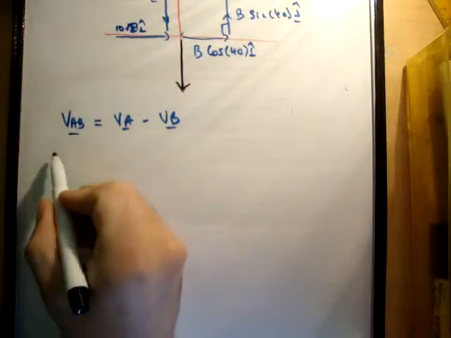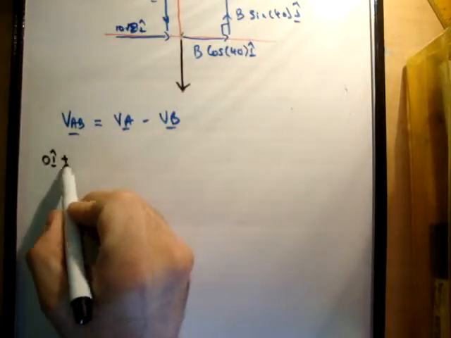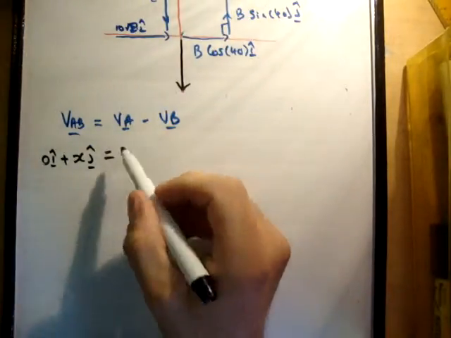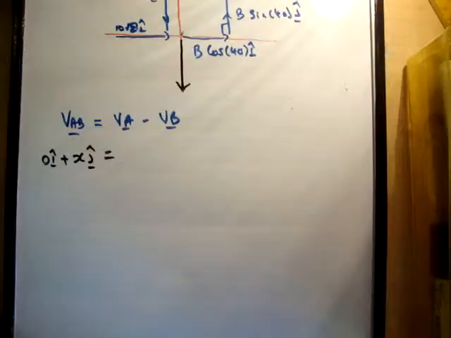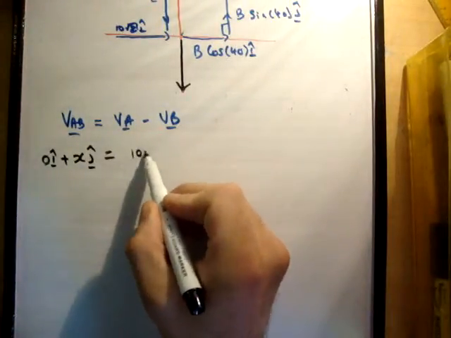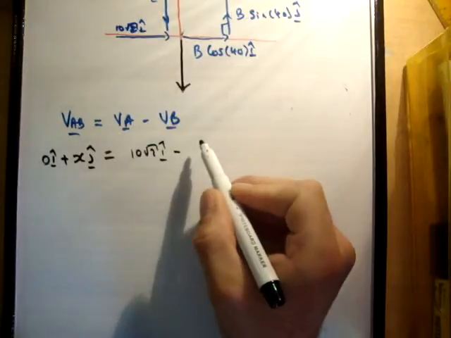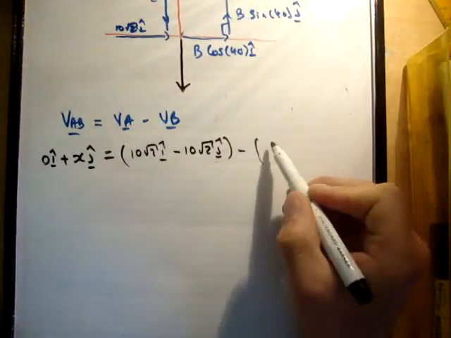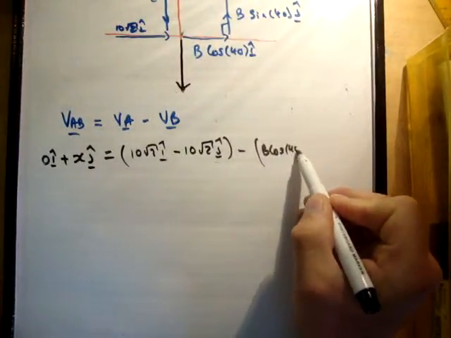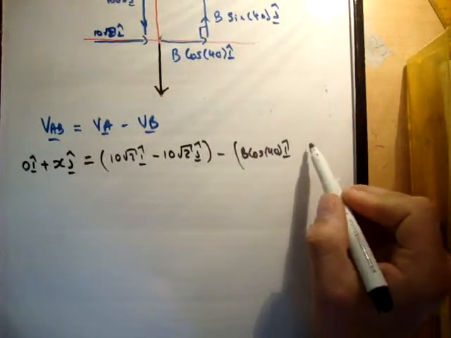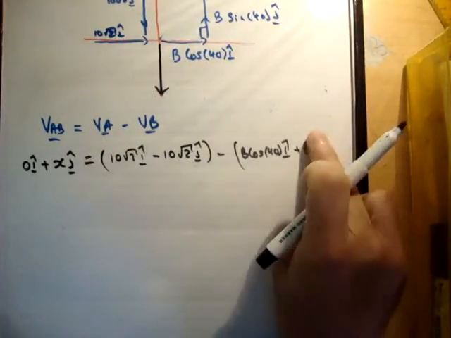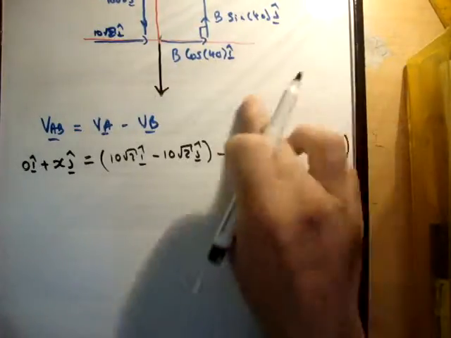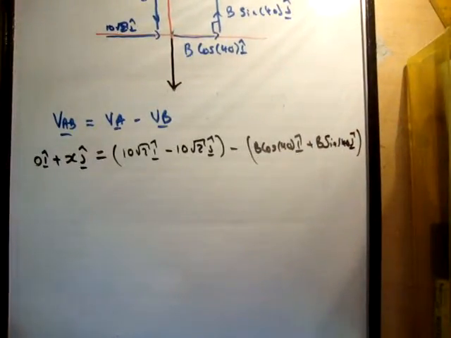So it's going to be, we'll say, 0 i hat plus x j hat. That's equal to VA, which is equal to 10 root 2 i minus 10 root 2 j. We've got to take away from that VB, which is B cos 40 i hat plus B sin 40 j. Now we're getting a bit cramped here. So let's just do our addition.